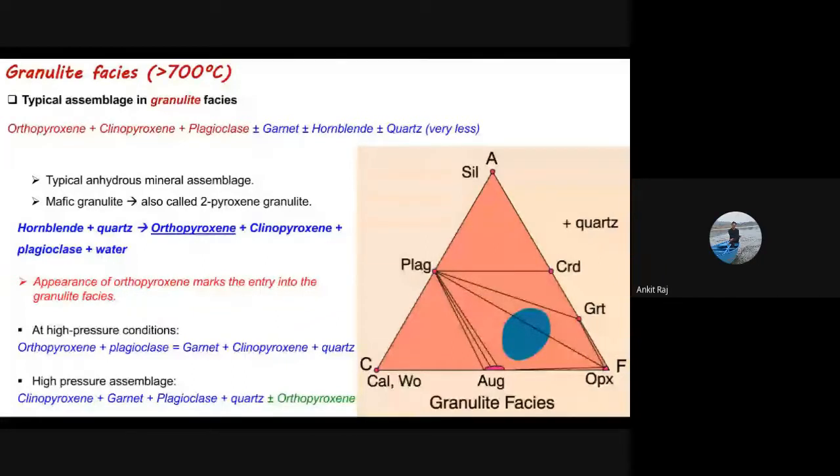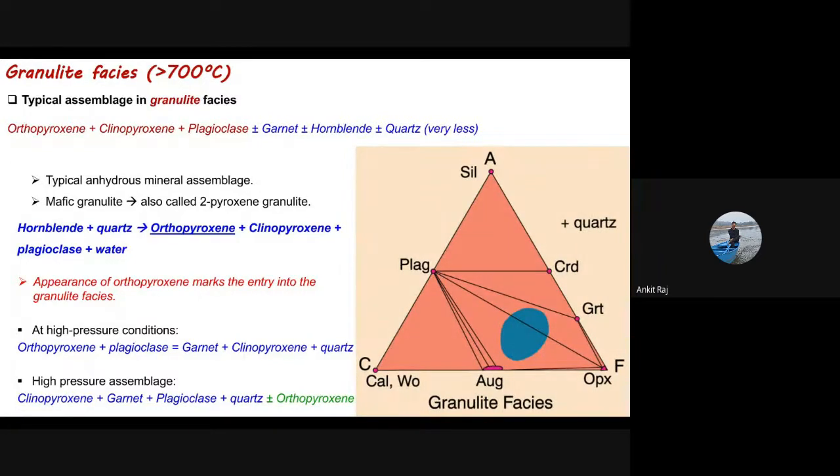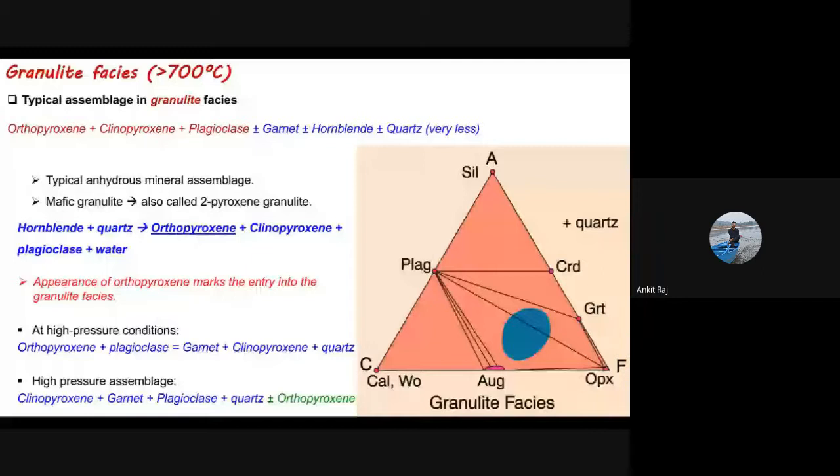Sir, for example, the greenschist is also formed from mafic minerals, and the amphibolite is also from mafic. So what is the reason for writing mafic granulite here?